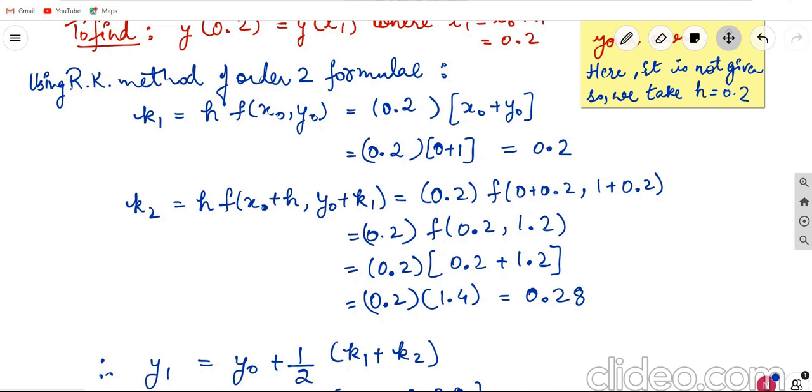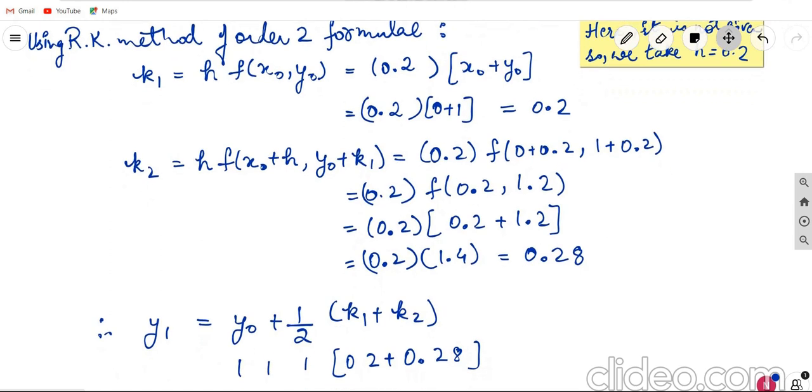Now I have to calculate the function value at these 2 points. The function f of x, y is x plus y. So calculate the function value at 0.2 comma 1.2. That would be 0.2 plus 1.2, then multiplied by 0.2, and we get k2 as 0.28.